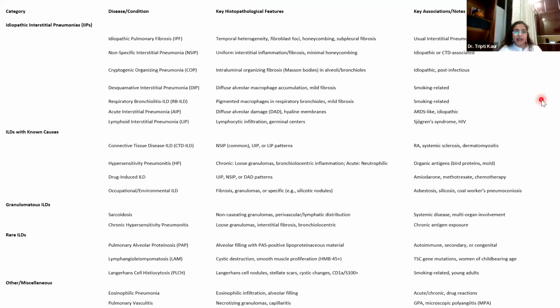So this is a table. I know the font is very small, but this is a summary of all the interstitial lung diseases. We will be covering as much as is possible in the stipulated time. You can take a screenshot if you want.